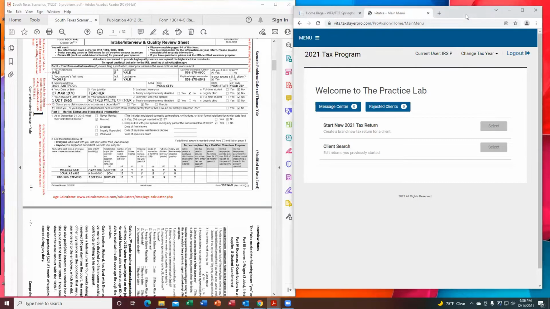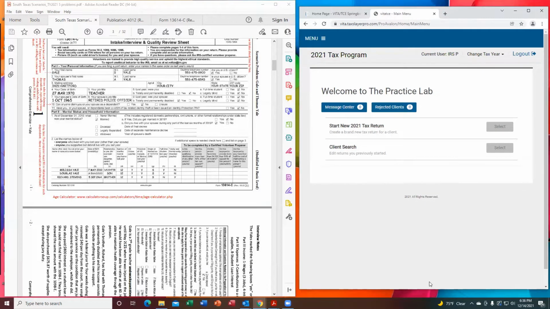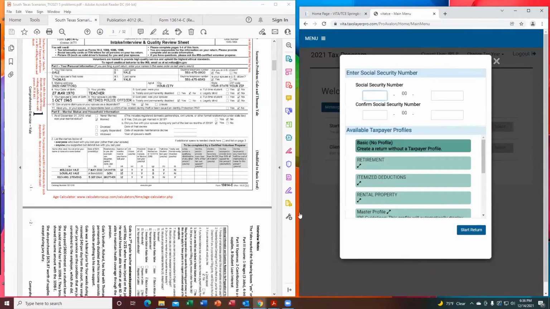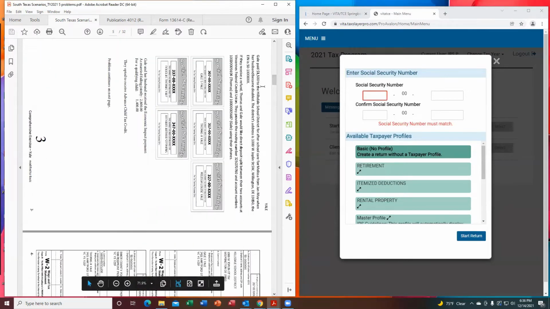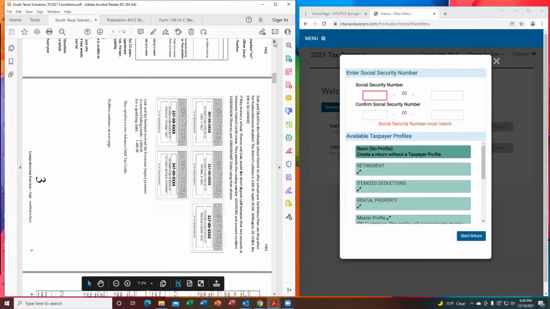So here's the practice lab. We're going to start the new tax return, so it's this area we select. You have the information regarding the Social Security number, and again, the Social Security number information is provided here.